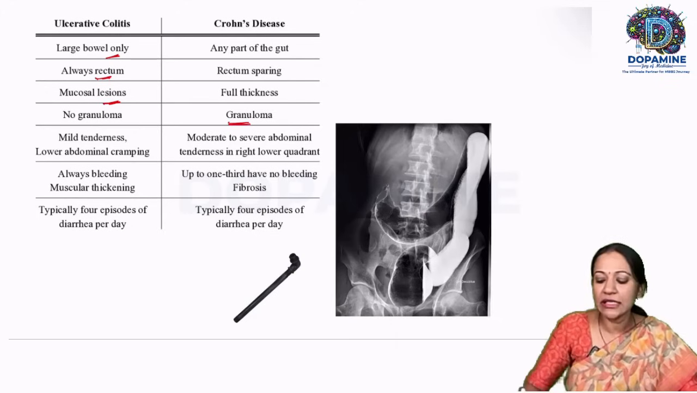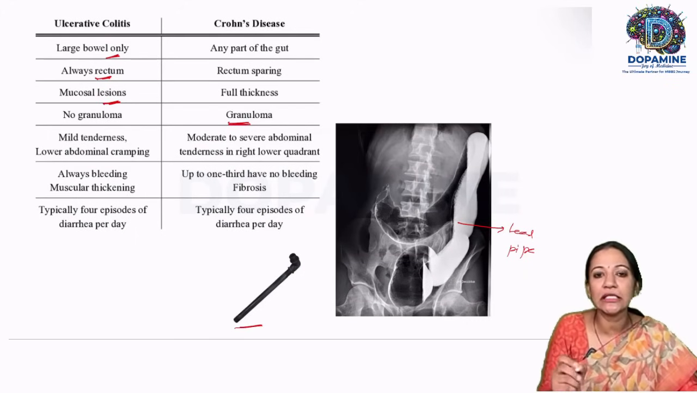Okay, and see this typical appearance. This is the classic lead pipe rigidity. The haustra will be lost, and see this picture. This is a very classic finding seen in ulcerative colitis.